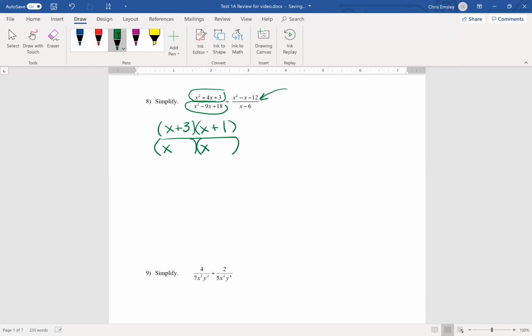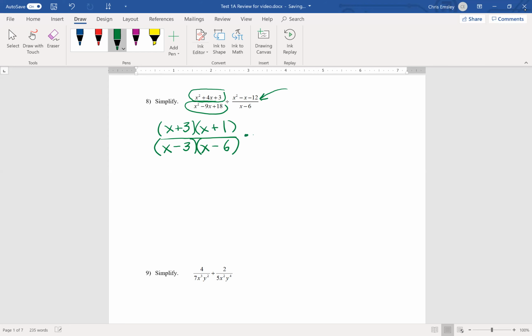18 could be 1 times 18. Sorry, I keep hitting things with my hand. Ignore that. 18 could be 1 times 18, 2 times 9, 3 times 6, but the only way to get that 9 in the middle is with both a 3 and a 6. If we want a negative 9 and a positive 18, those both have to be negative.